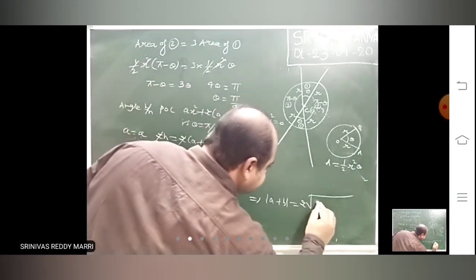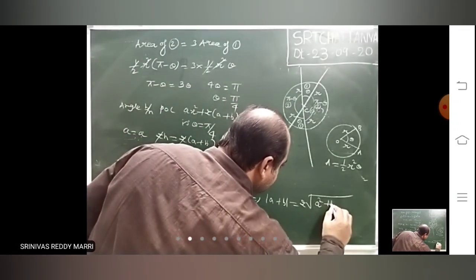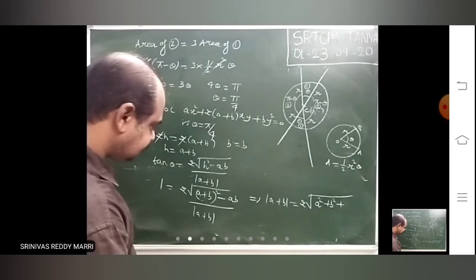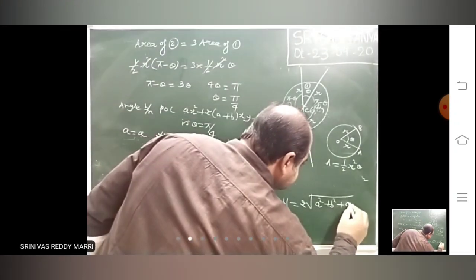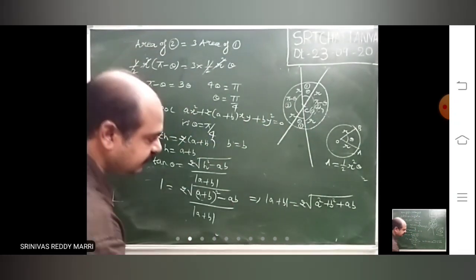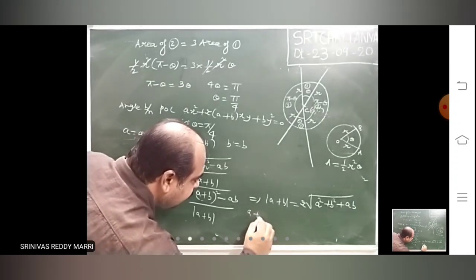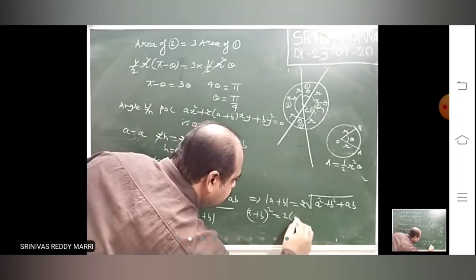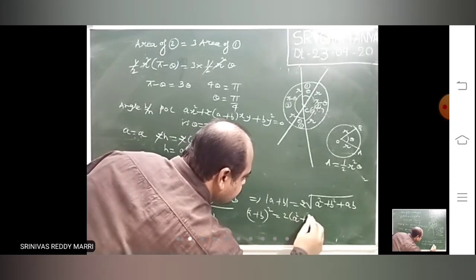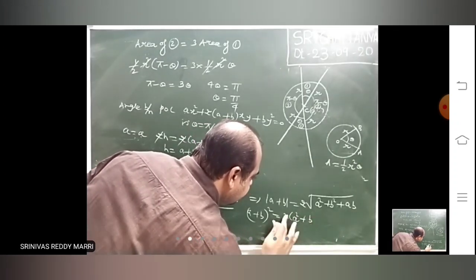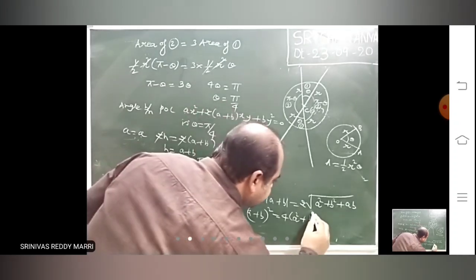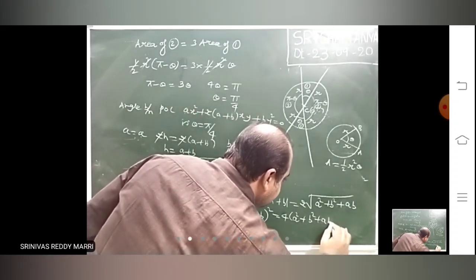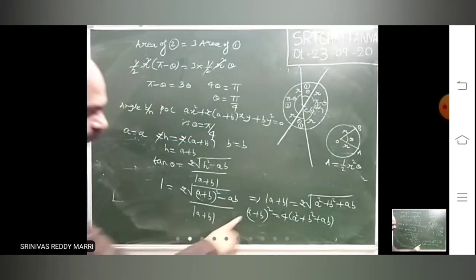Expand this: a square plus b square plus 2ab minus ab. That means ab. Square on both sides. Square on both sides means (a plus b) whole square equal to 2 into a square plus 4 into a square plus b square plus ab. Right? So bring that side.